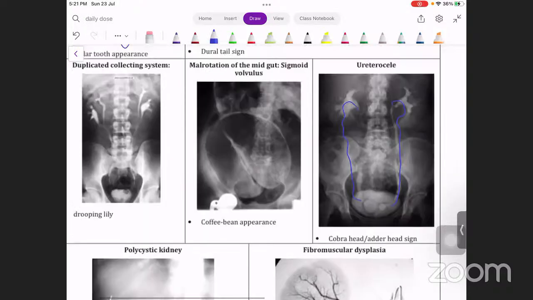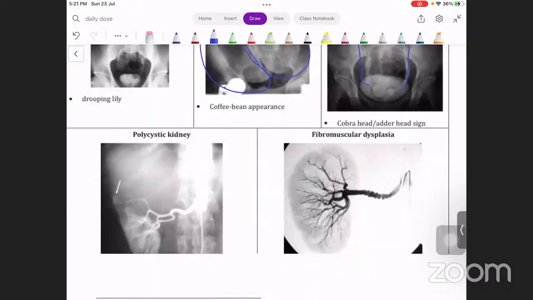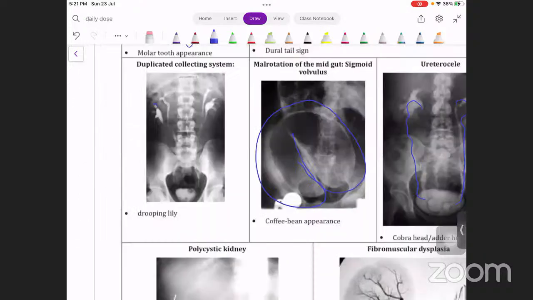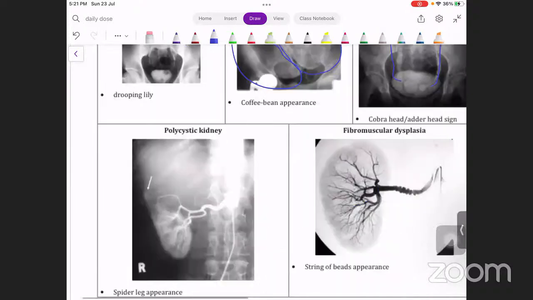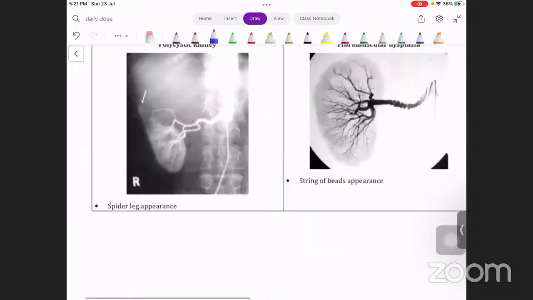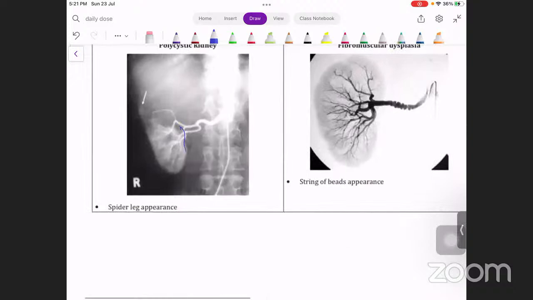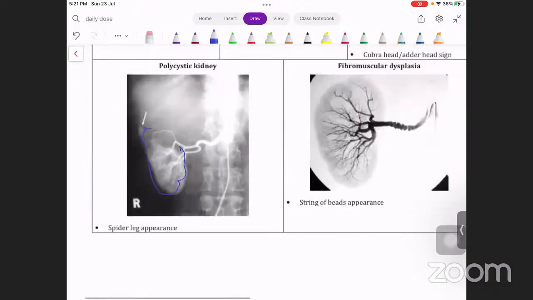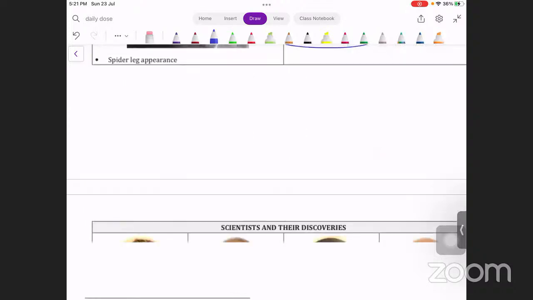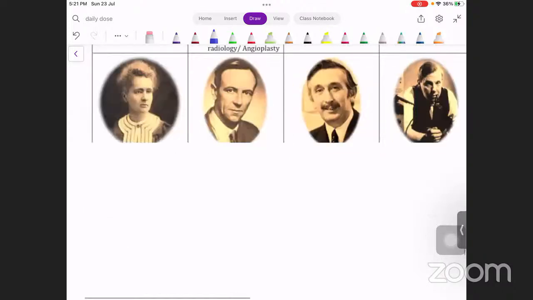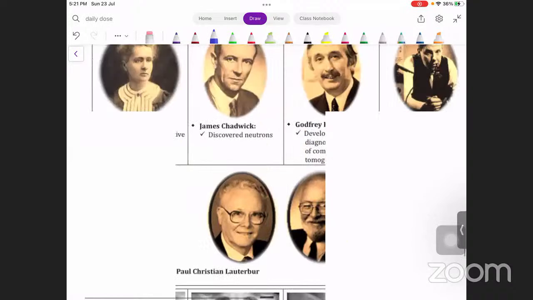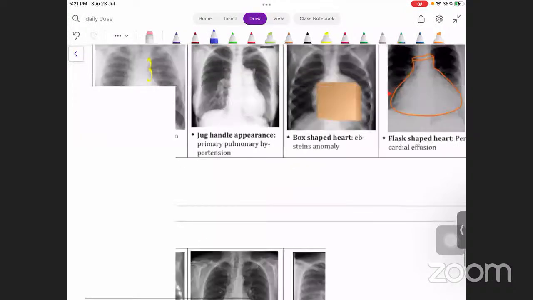Coffee bean appearance, you may see it in the midgut volvulus. Drooping lily sign, you may see it in the duplicated collecting system. Spider leg appearance, polycystic kidney disease, and the string of beads appearance, you may see it in fibromuscular dysplasia. So these are the quite important X-ray images which we have already discussed a lot.